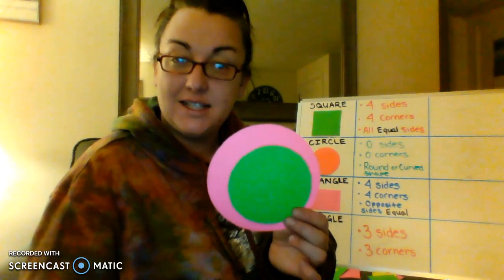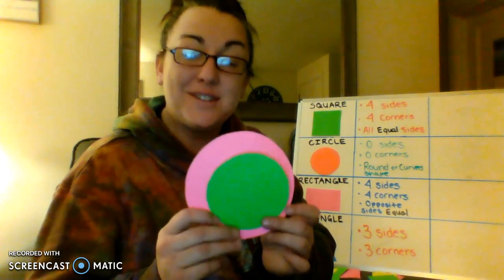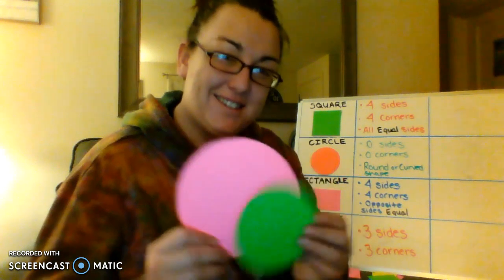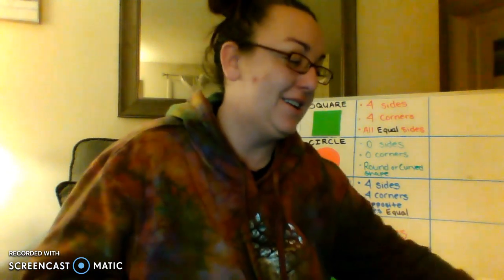Let's look at a circle that's smaller. It's a different color, different size, but is it the same shape? It is, because it has a circular figure, no sides and no corners. Good job, boys and girls.